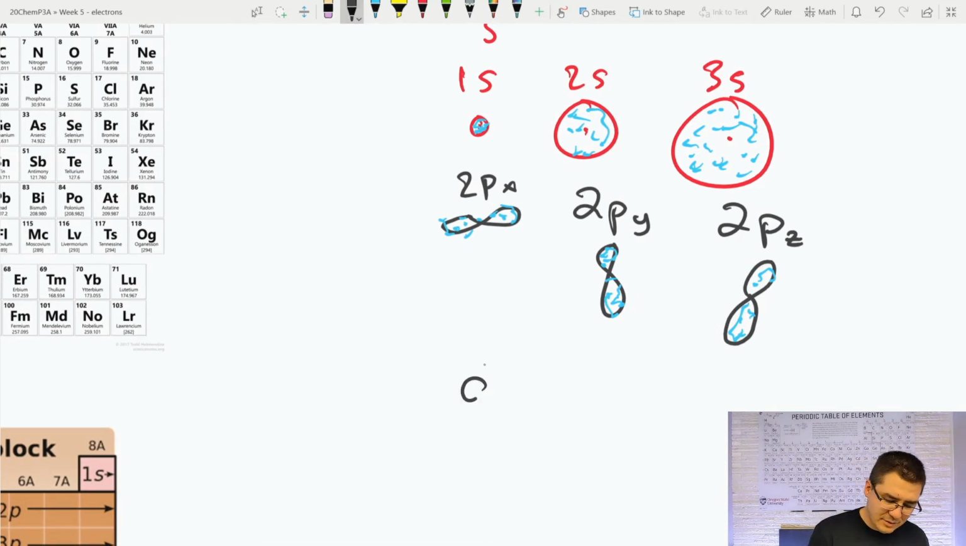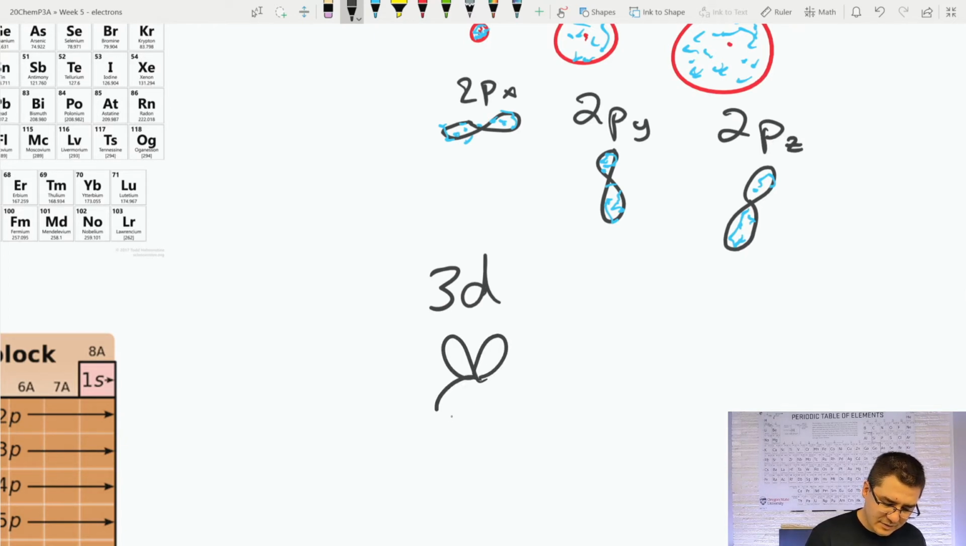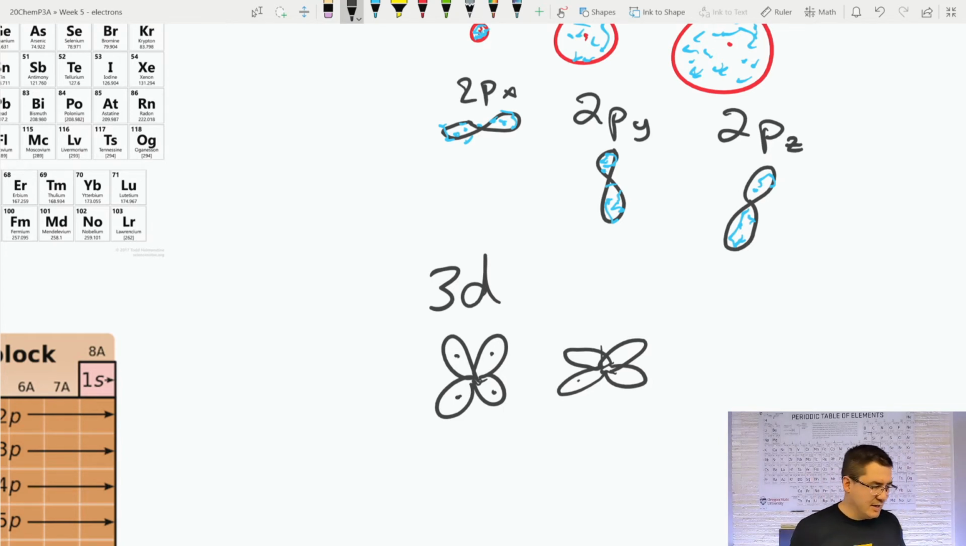And then there's d orbitals. The 3d orbitals might look like this, and there's a set of them, so I can't draw them all, but imagine these ones are located on the plane of my screen, and these ones are popping out and these ones are popping in, and these get really complex.